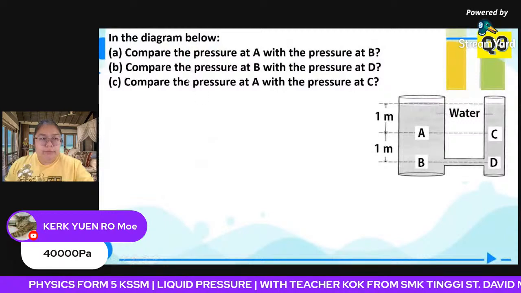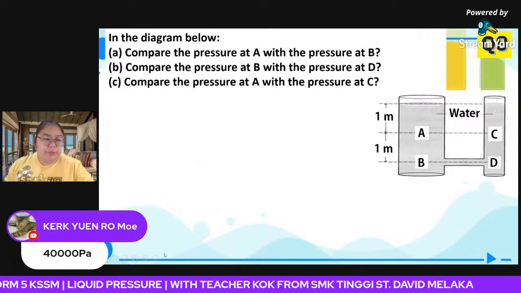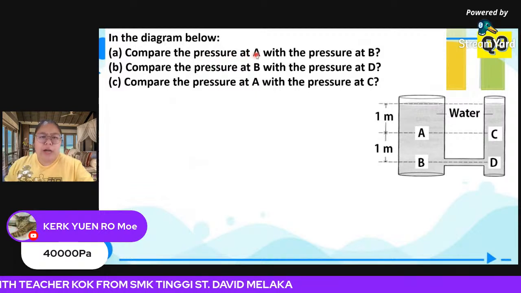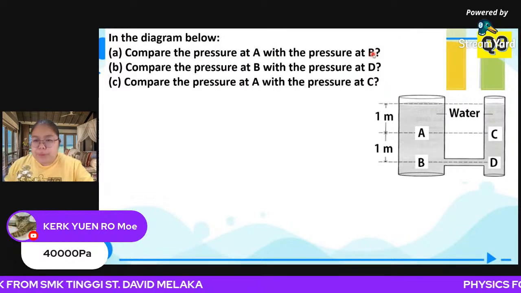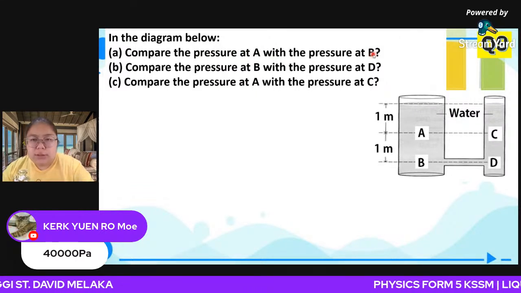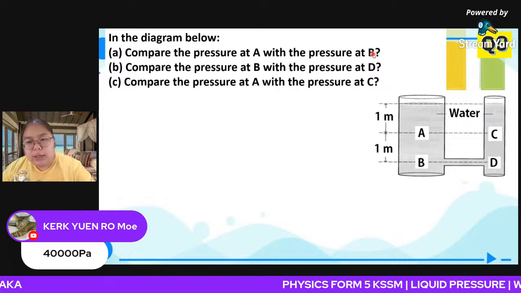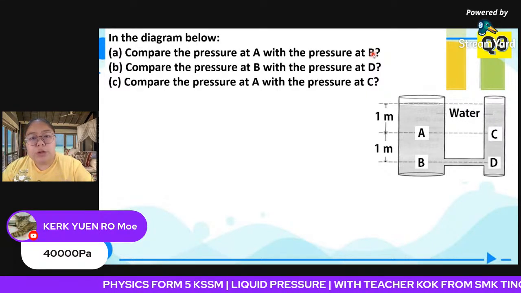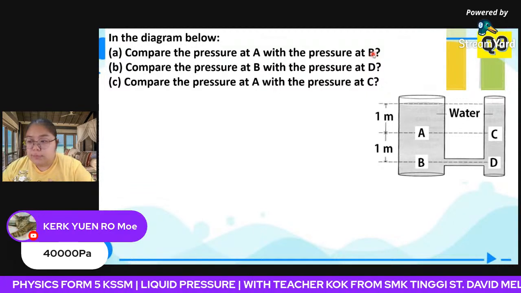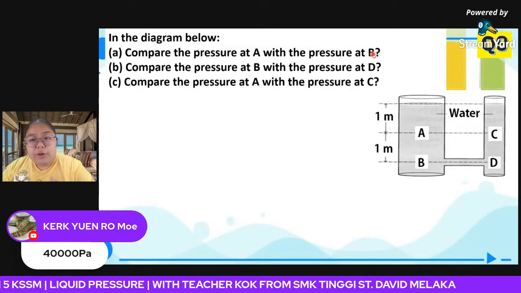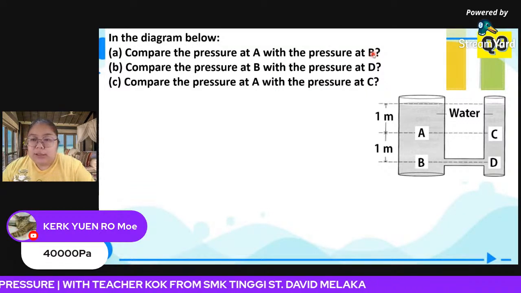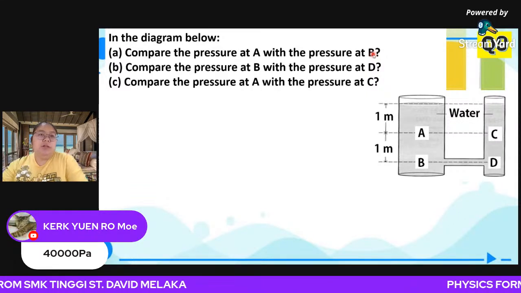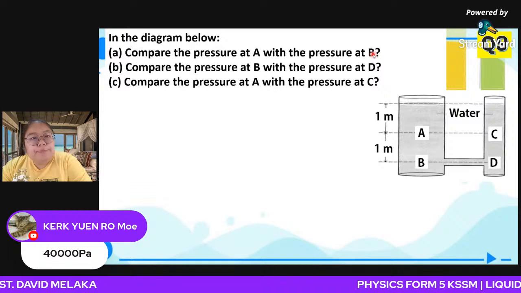Question 9. We do some comparison first. Compare the pressure A with the pressure B. You give me the answer. Which one is bigger, B or A? We do the comparison. We're going to find the depth, is it? So A and also B, which one should have the highest pressure?